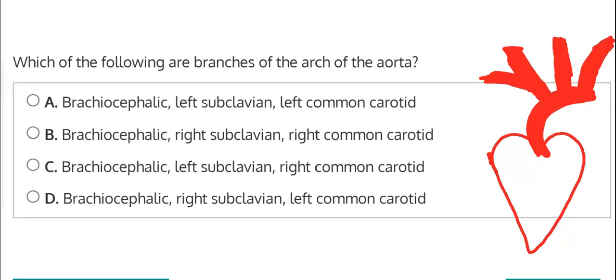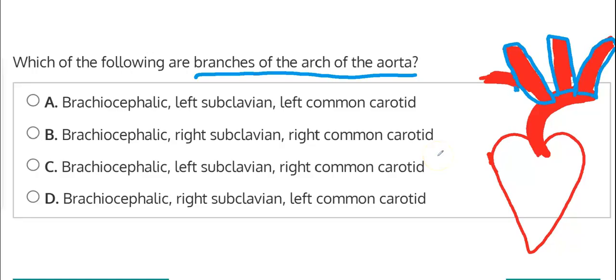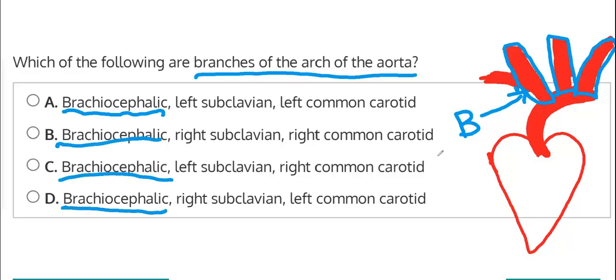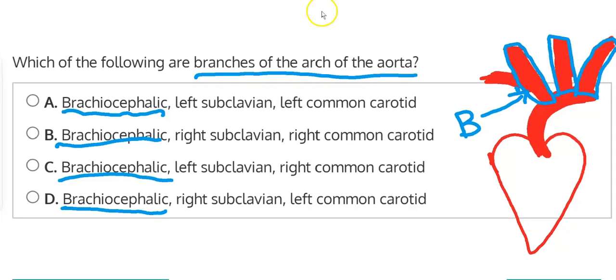But we want to know which are the three main ones to identify to answer this question, because when it's asking which are the branches of the arch of the aorta, we're looking at just 1, 2, and 3. And what are the names of the three aortic branches here? So this one here is your brachiocephalic. We know that brachiocephalic, which we can put here as the B, is one of the branches we're looking for. And brachiocephalic looks like it's in all of the choices, so nothing to eliminate just yet.